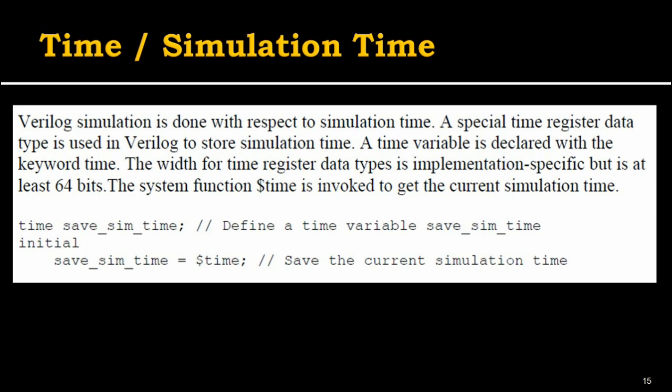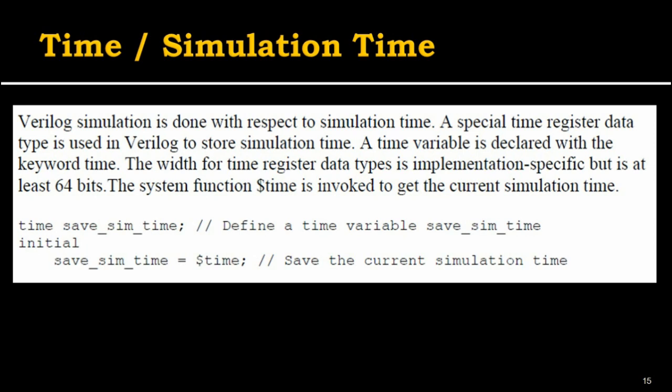Okay, right. Next one is time, or simulation time. The Verilog simulation is done with respect to simulation time. A special time register data type is used in Verilog to store the simulation time. A time variable is declared with the keyword time. The width of the time register data type is implementation specific, but it is 64-bit. So up to this point, many data types have been studied. The default width of those data types is at most 32-bit, at least 32-bit. But for the time data type, the width is 64 bits.